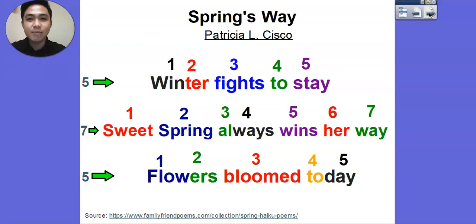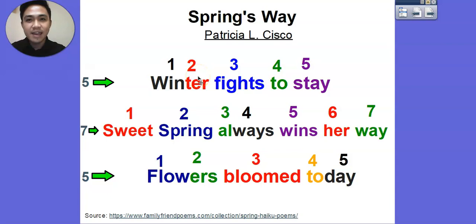This is an example of a haiku written by Patricia L. Cisco, entitled Spring's Way. Okay, let's read. Winter fights to stay. Sweet spring always wins her way. Flowers bloomed today. Okay, let's look at the first line.